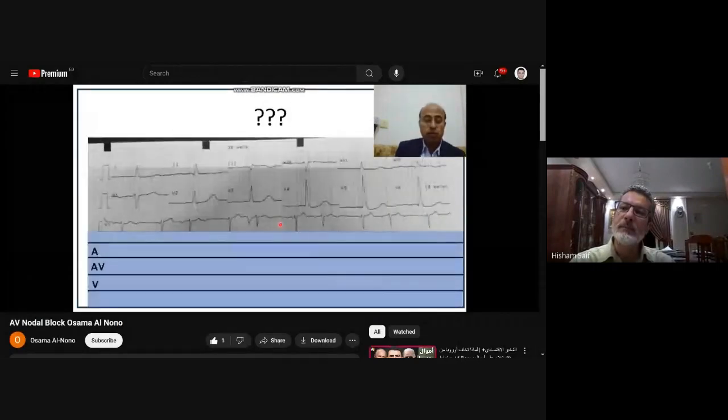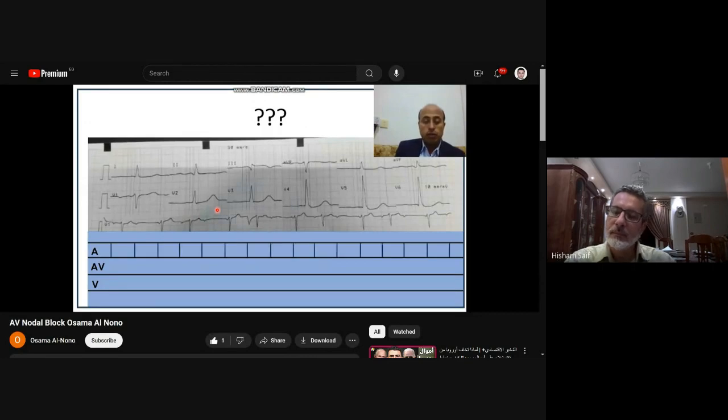But the question here is, which P wave is conducting, and which one is not conducting? To solve this problem, you can plot a ladder diagram, plotting each P wave in the atrium and each QRS complex in the ventricle, and try to connect each P wave to its corresponding QRS complex. You can see here this P wave can conduct this QRS complex, and then this P wave is usually the one that is conducting this QRS complex.